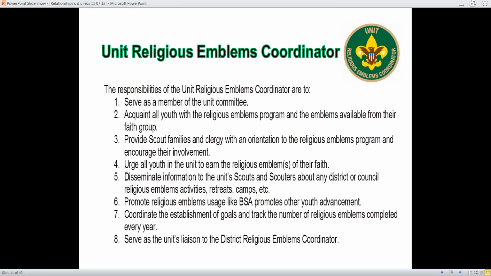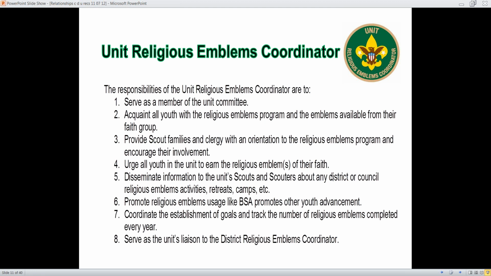You're probably aware now of the Unit Religious Emblems Coordinator, and this really kind of completes the package. This person is a member of the unit committee, and they have prime responsibility for acquainting all the youth with the Religious Emblems program and the emblems that are available from their faith group. A week does not go by without me discussing with someone how few religious emblems are being presented versus how many could be. And a key part of that is to make sure that the youth are aware of the awards, because they will be interested at that point.